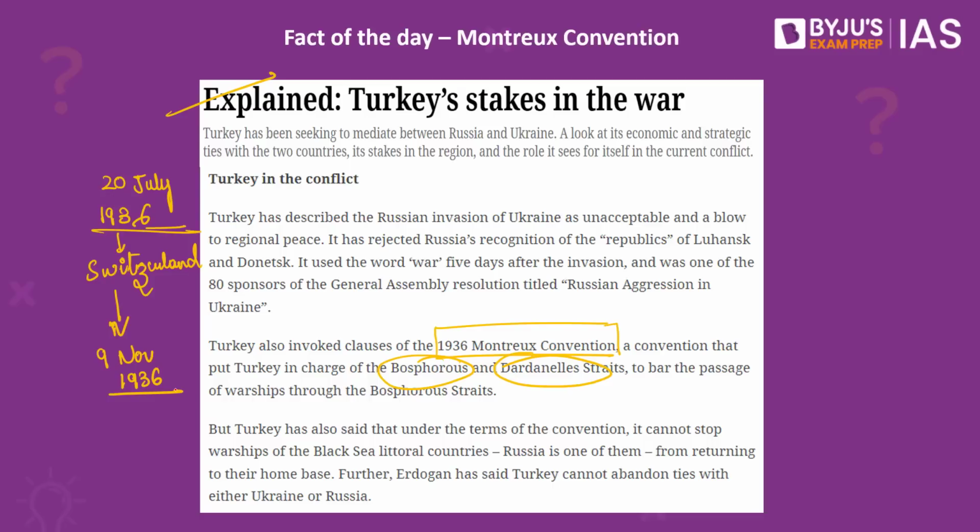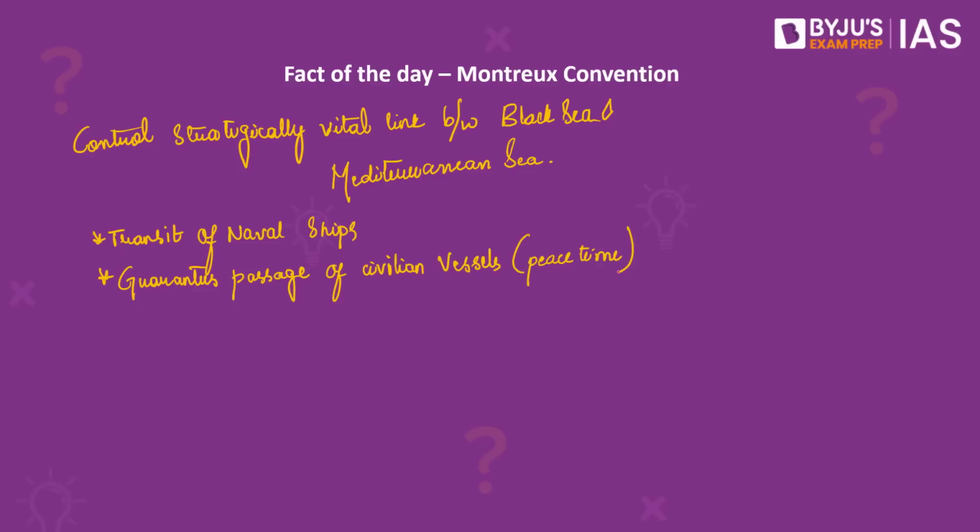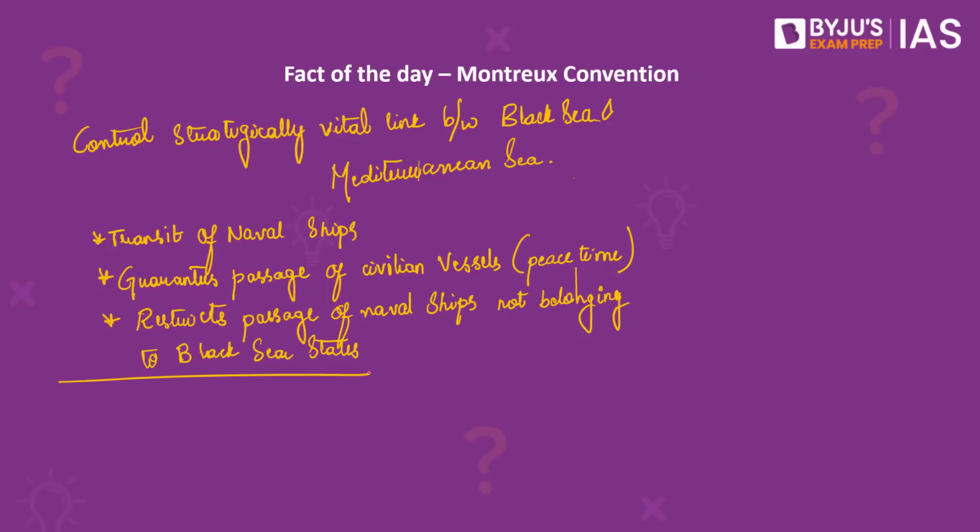So what this convention did was, it addressed the long-running question over who should control the strategically vital link between the Black Sea and the Mediterranean Sea. So this convention regulates the transit of naval ships and guarantees the free passage of civilian vessels in peacetime. It also restricts the passage of naval ships that do not belong to the Black Sea states. So how is it relevant now? Turkey decided to invoke the clauses of the Montreux Convention on naval passage through two of its strategic straits, which would allow it to limit the movement of Russian warships between Mediterranean Sea as well as the Black Sea.